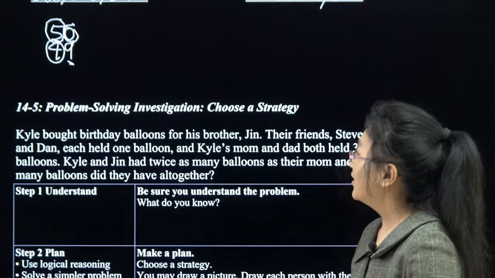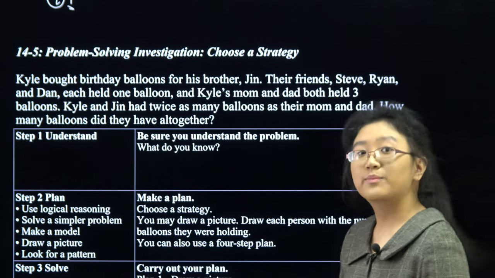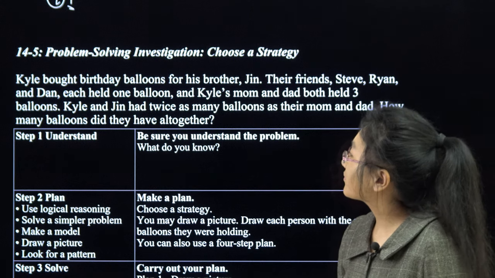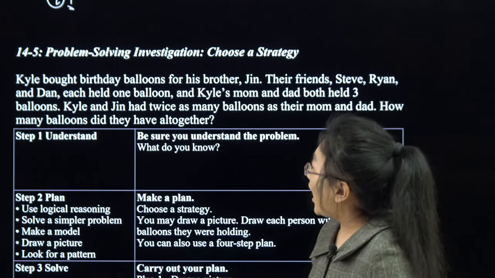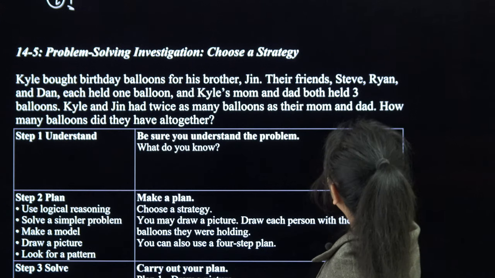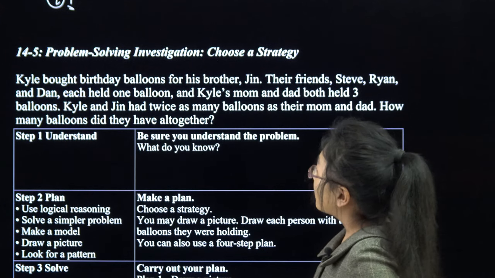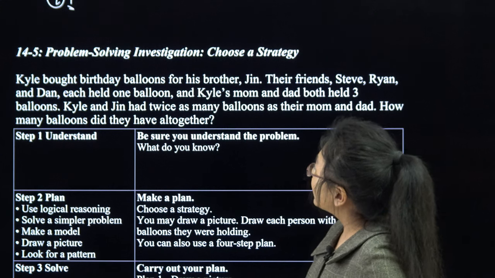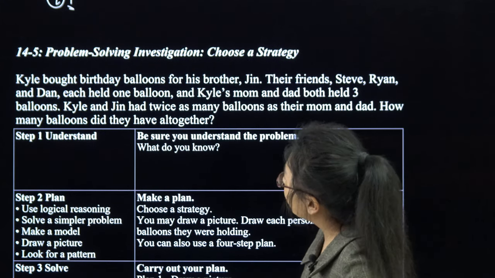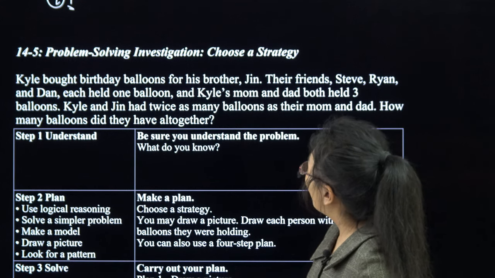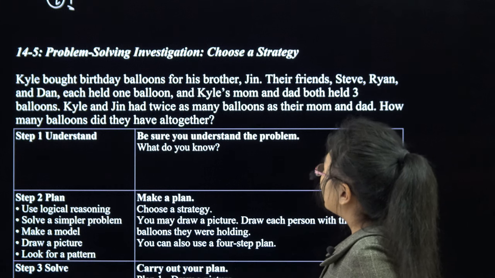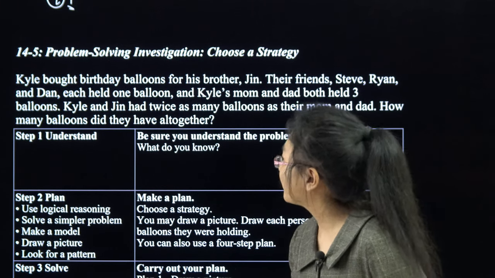For real this time. So we're back to problem solving, where we choose a strategy. This is nice. Kyle bought birthday balloons for his brother, Jin. Their friends, Steve, Ryan, and Dan, each held one balloon. And Kyle's mom and dad both held 3 balloons. Kyle and Jin had twice as many balloons as their mom and dad. How many balloons did they have altogether?